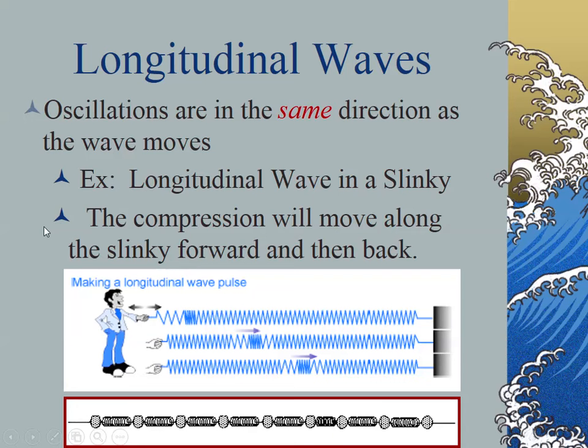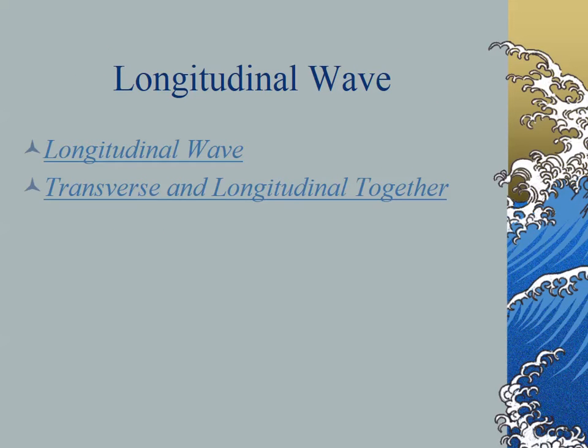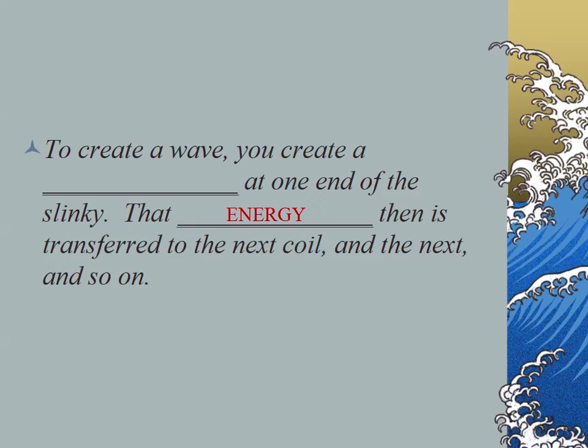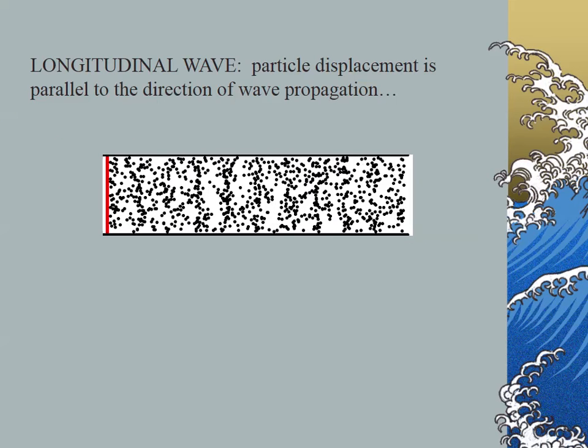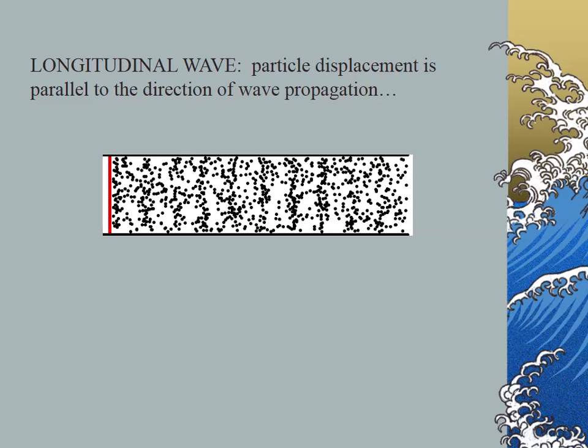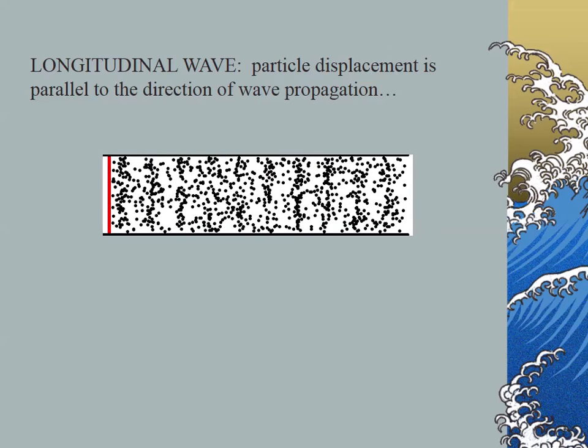Oh, so there's an example. Here's a little animation of that. You can go here and look at some of the other examples of longitudinal and transverse waves. To create a wave, you need to create a disturbance, sometimes called a pulse, and that energy is then transferred down to the next coil. Here's another good look at a longitudinal wave.